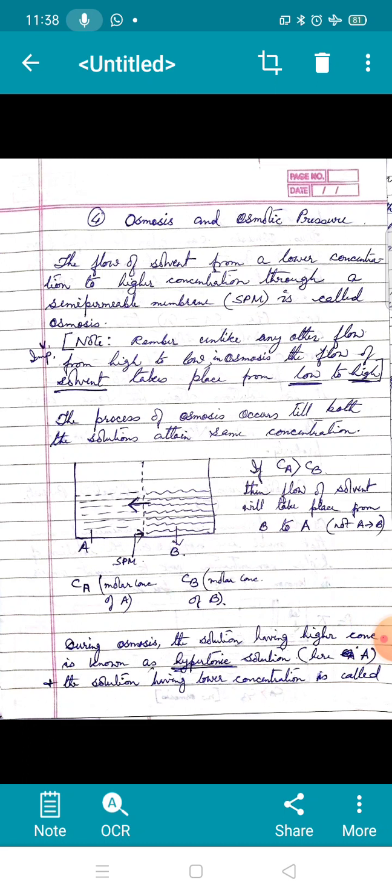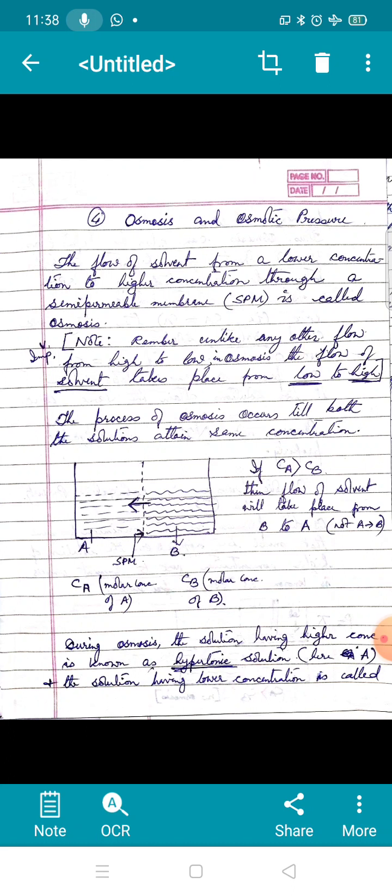Many of you make a mistake. As you know, most things flow from high to low, but osmosis is a phenomenon where the solvent flows from low to high solute concentration. This question was asked this year in the board exams, and many students made a mistake writing this part. They wrote that osmosis is the flow of solvent from higher concentration to lower concentration, and they lost marks. So be very careful.